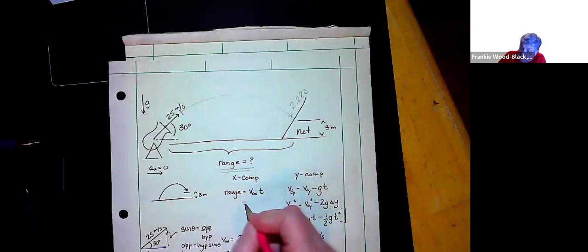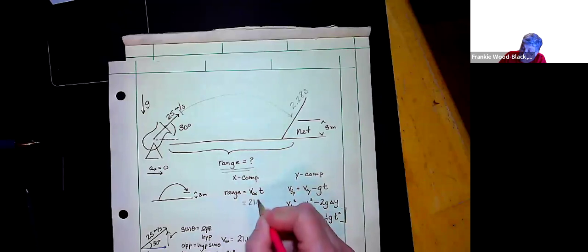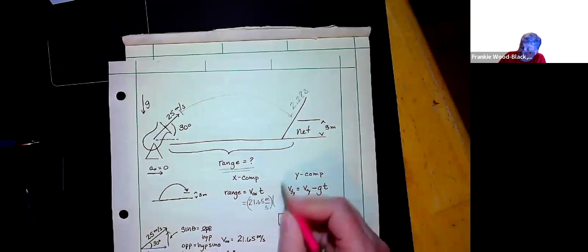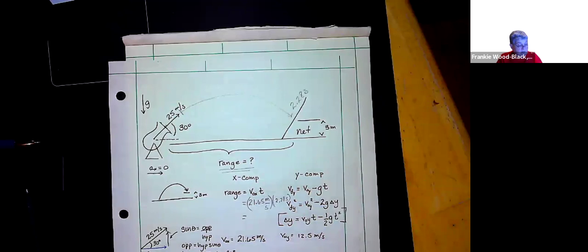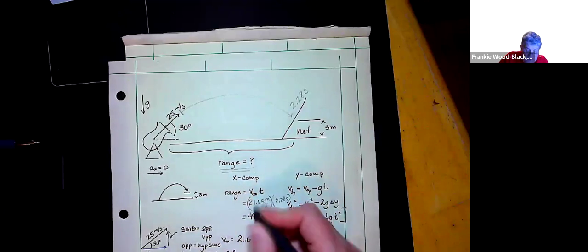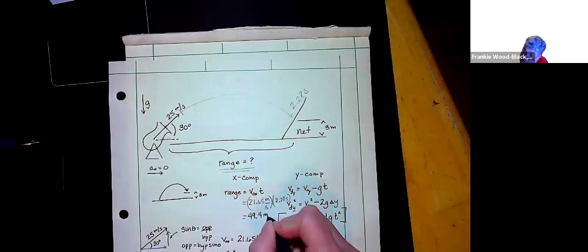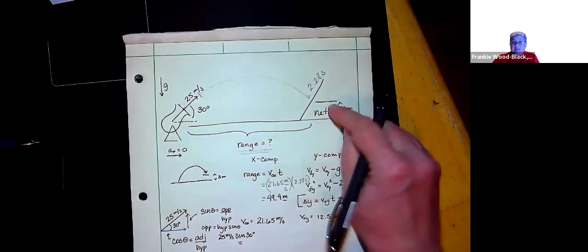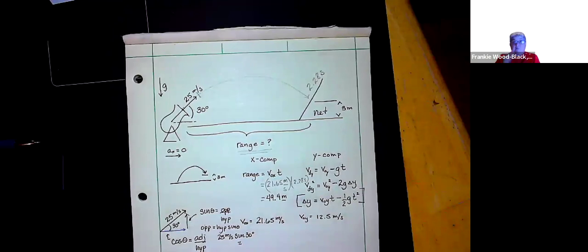And so our range is going to be our 21.65 meters per second times our 2.28 seconds. And I'm going to put this net at 49.4 meters away from my cannon, so that I'm going to catch the person at 3 meters above the horizontal.